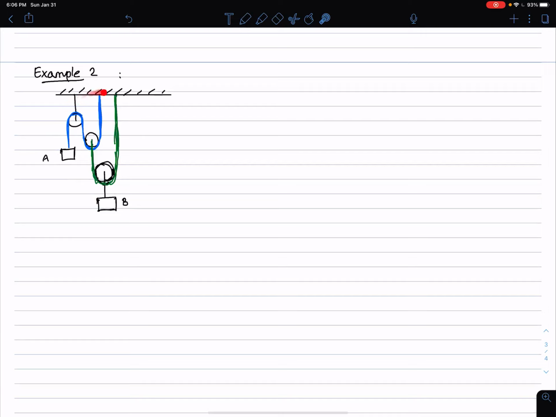So here's a pulley problem. We have 3 pulleys. We have 2 ropes connecting them and the various masses, and the ropes are inextensible. And the question is as follows: find the velocity of B given the velocity of A is 2 meters per second upward.